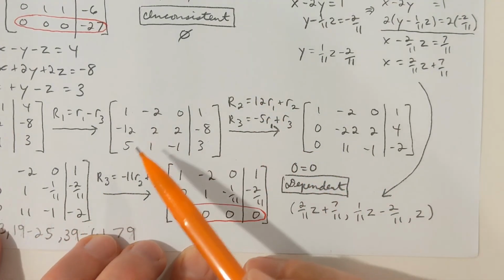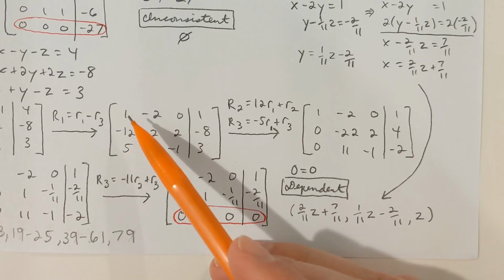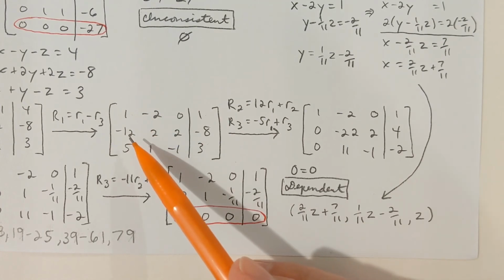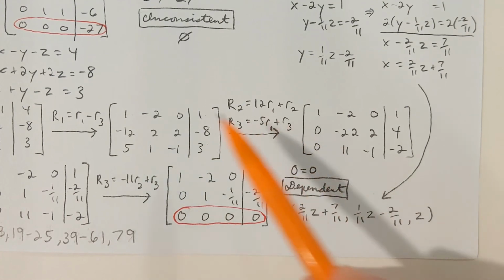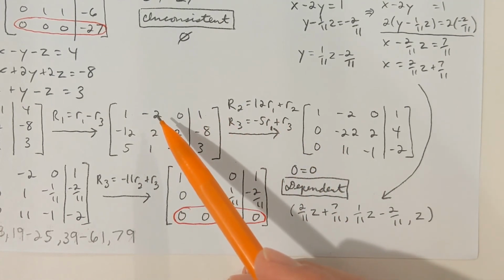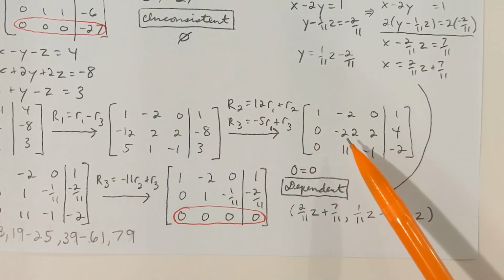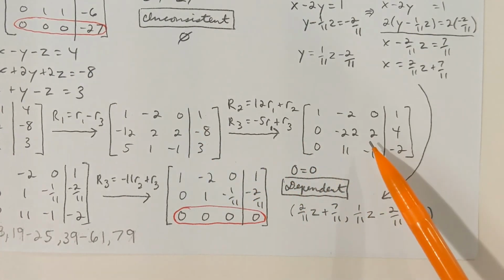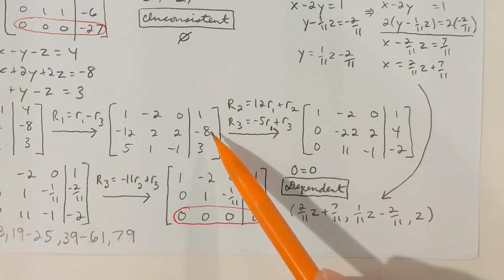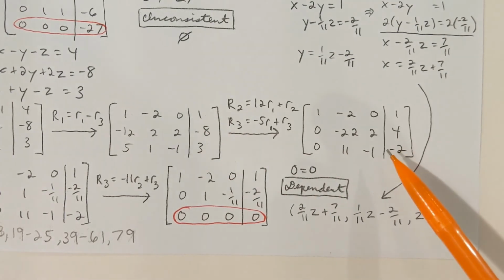And again, I'm doing a 2-step and 1 deal here. To get my new row 2, let's take 12 times row 1 plus row 2. 12 times 1 is 12, minus 12 is 0. 12 times negative 2 is negative 24, plus 2 is negative 22. 12 times 0 is 0, plus 2 is 2. 12 times 1 is 12, minus 8 is 4.